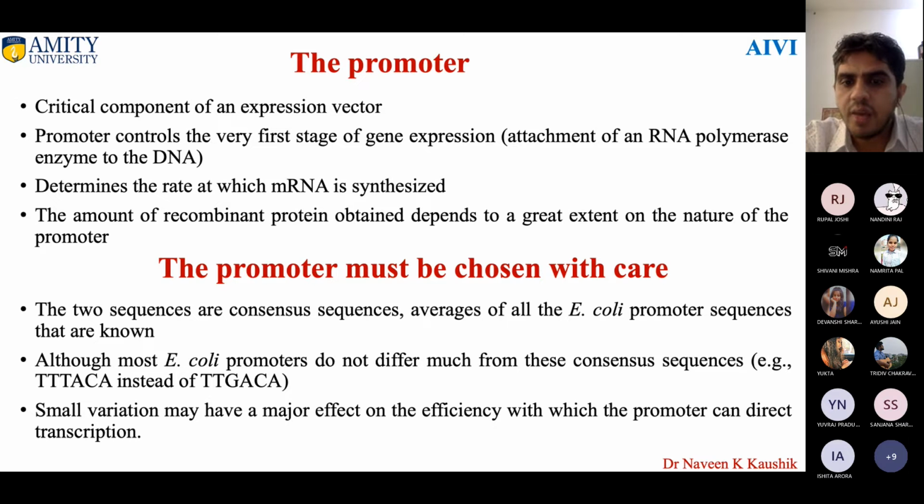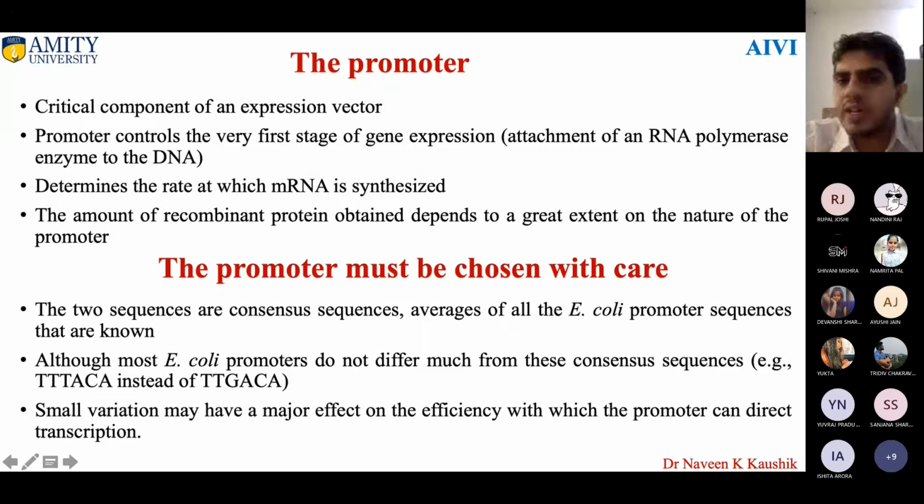These are consensus sequences. An average of all known E. coli promoter sequences is taken. Although most E. coli promoters do not differ much from this consensus sequence, for example, TTTACC is there, and in some it is going to be TTGACA. That's why we say they are not conserved, they are consensus sequences. Minor variation may be there, but this small variation may have a great effect on the expression also. So it is a must to take care while designing our vector, what promoter sequence we must incorporate.